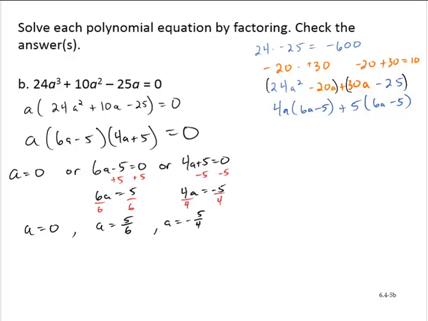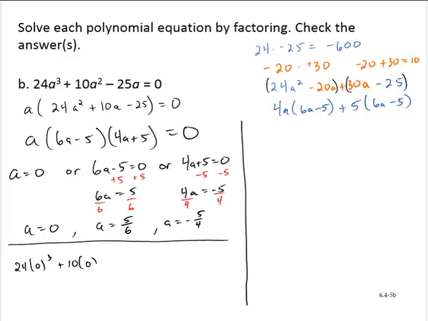All right, we're asked to check these, so 0 is fairly obvious. If a equals 0, then we would have 24 by 0 cubed plus 10 by 0 squared minus 25 by 0 equals 0. And notice that each of those terms goes to 0. 0 cubed is 0 times 24. 0 plus 0 minus 0 is certainly 0. So that one's fairly easy to check.